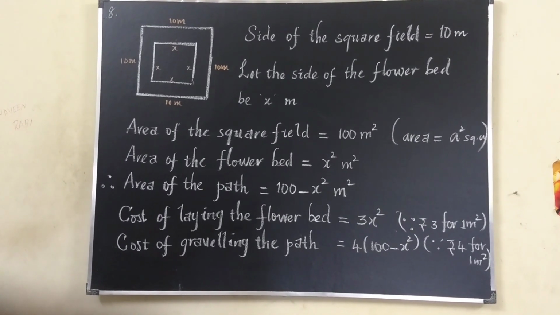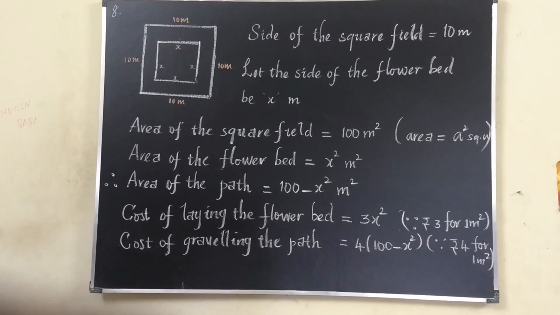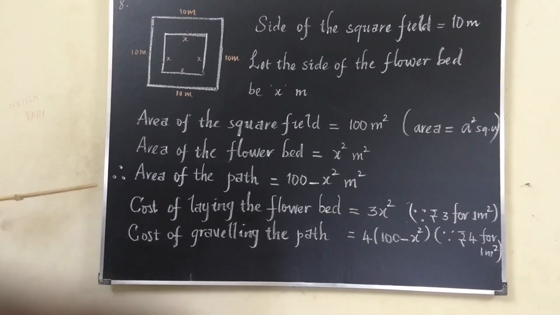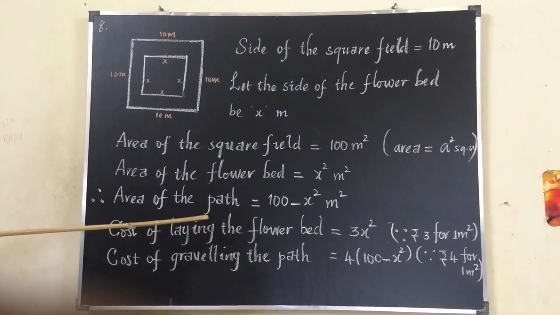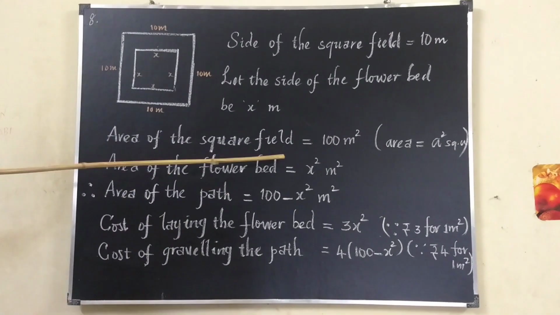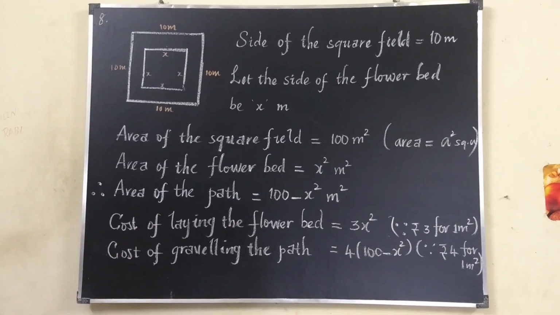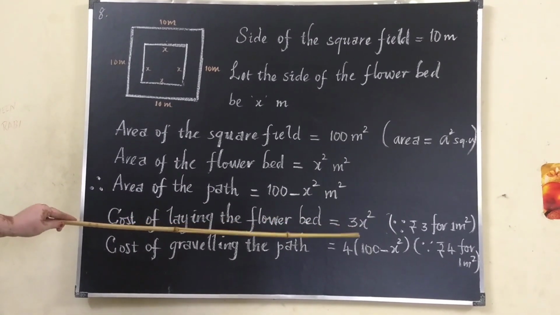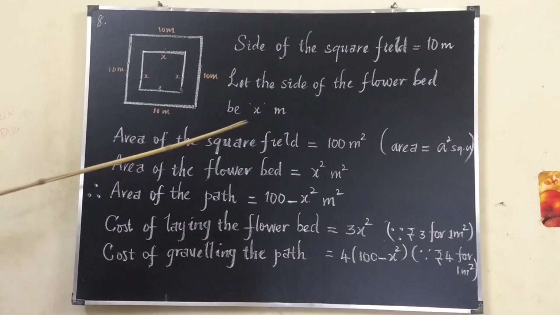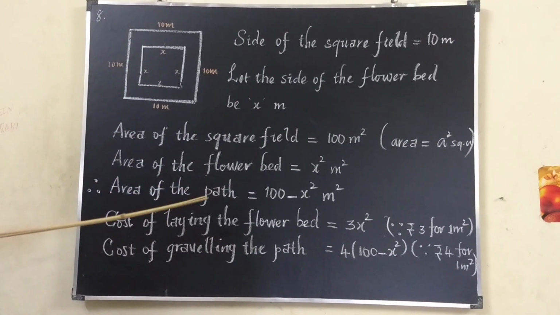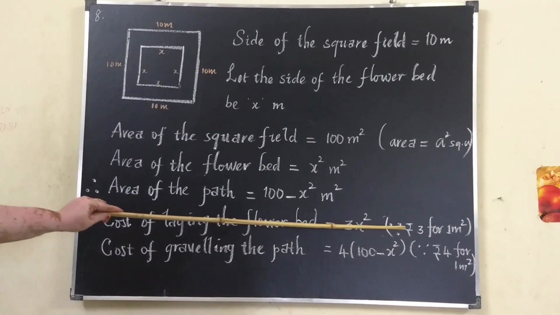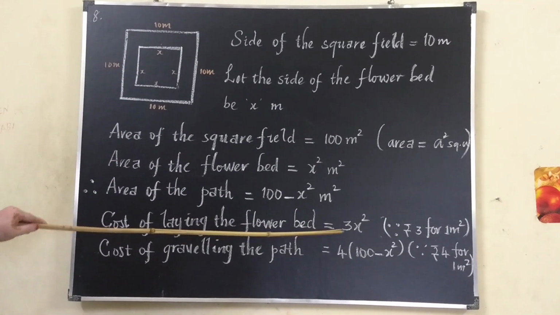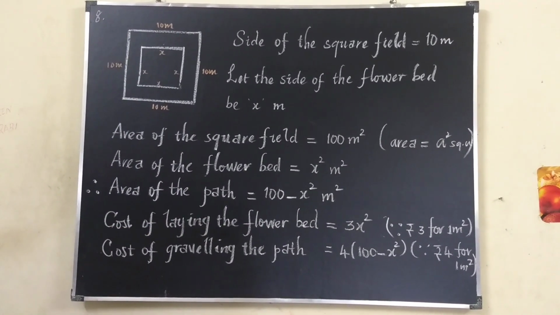Now let us take the cost for laying the flower bed and graveling the pathway. Cost of laying the flower bed: what's the area of the flower bed? x square. What's the cost per meter square? 3 rupees per meter square. So 3 into x square. The area of the flower bed is x square, and the cost of laying 1 meter square is rupees 3. Therefore, the cost of laying the flower bed is equal to 3 into x square, 3x square.